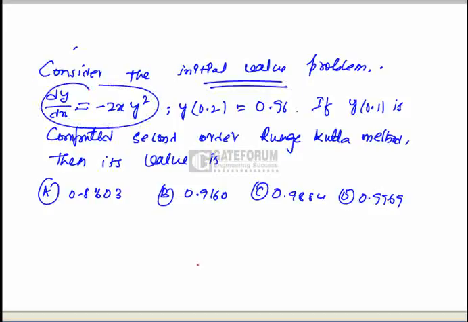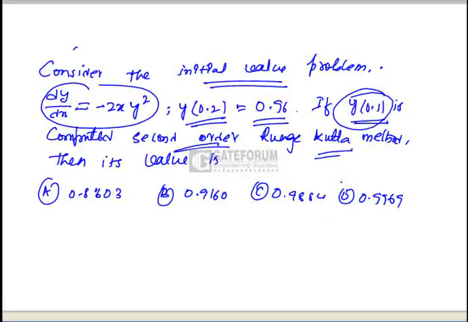Consider the differential equation dy by dx equals minus 2x y squared, and y of 0.2 is given as 0.96. If y of 0.1 is computed using the second order Runge-Kutta method, then what is its value? We have to find the value of y of 0.1 by the second order Runge-Kutta method. It's a straightforward question, we just need to substitute the values and get the answer.